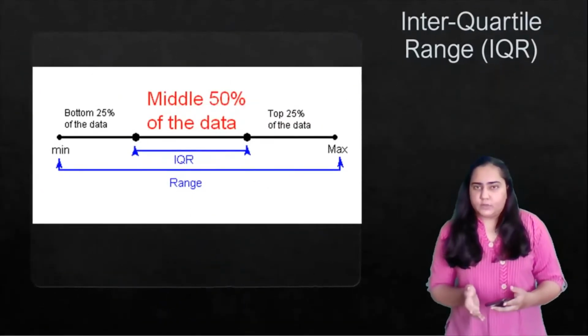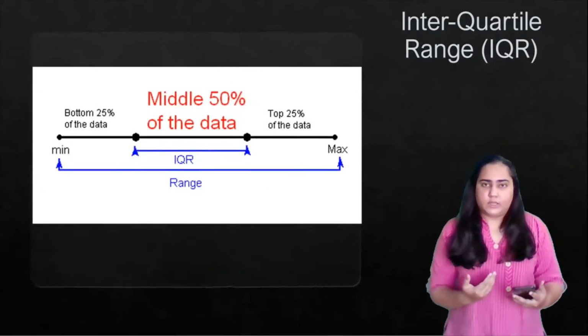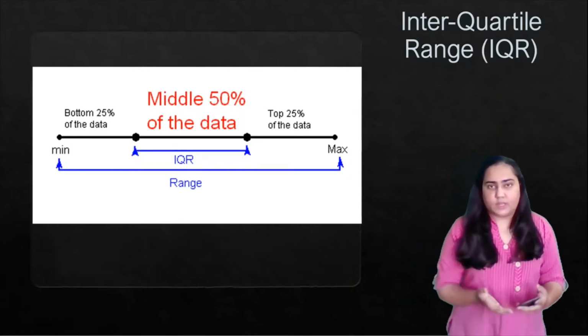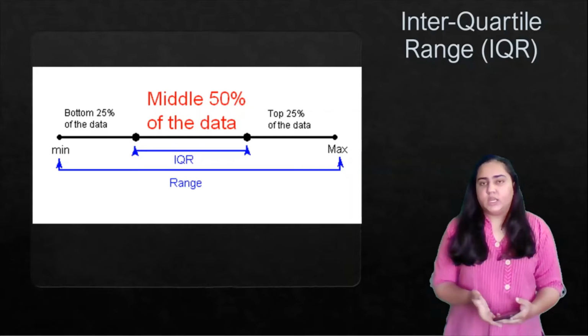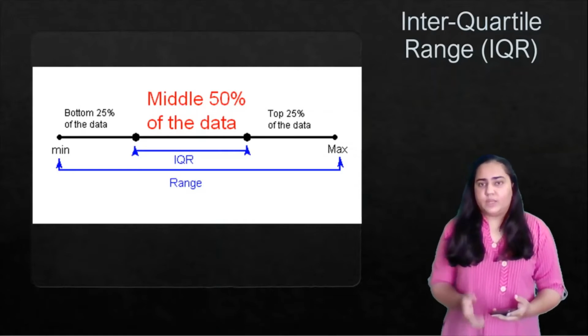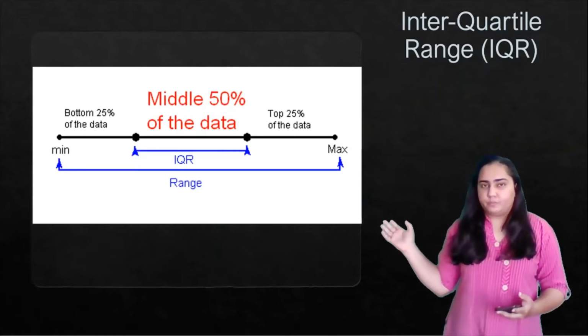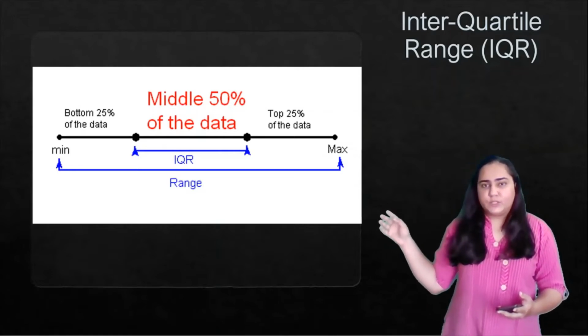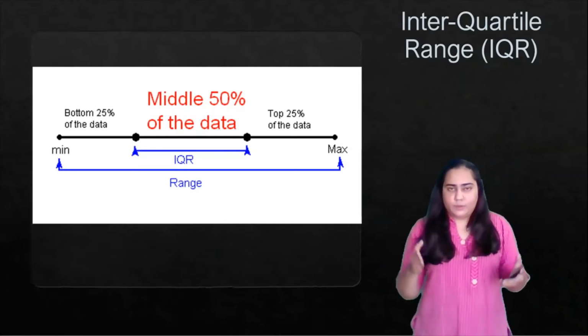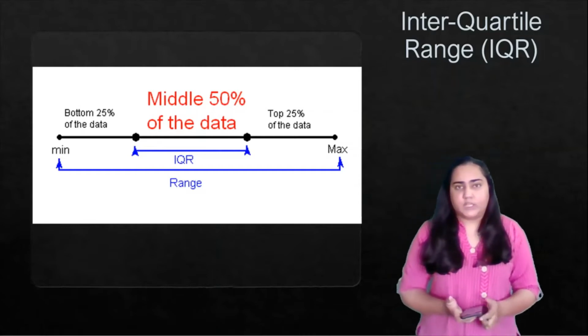Now, just like range, we have something that works in the same manner, but it is slightly different than range, and it is known as the interquartile range, which is also known as IQR. So now in this diagram here, you can see the blue lines where it is written IQR.